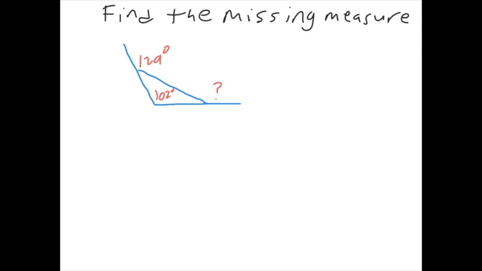angle. So, 180 minus 129 will give us 51. So we know that this angle right here is 51 degrees.